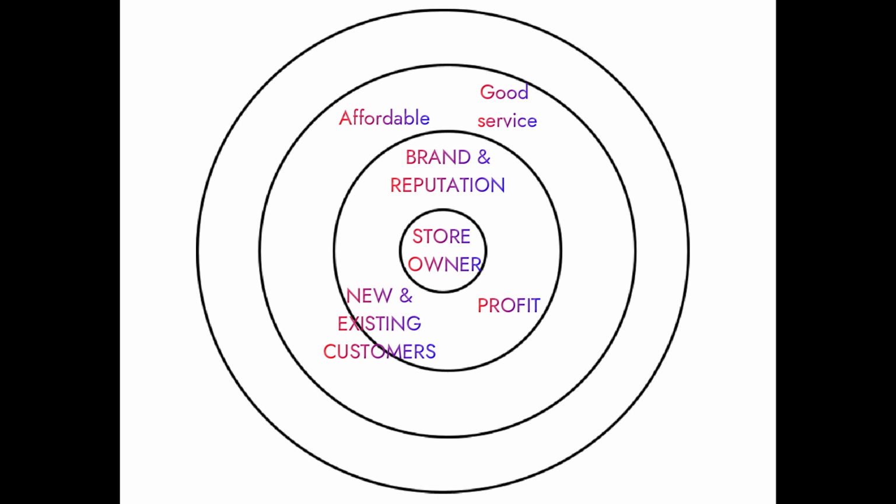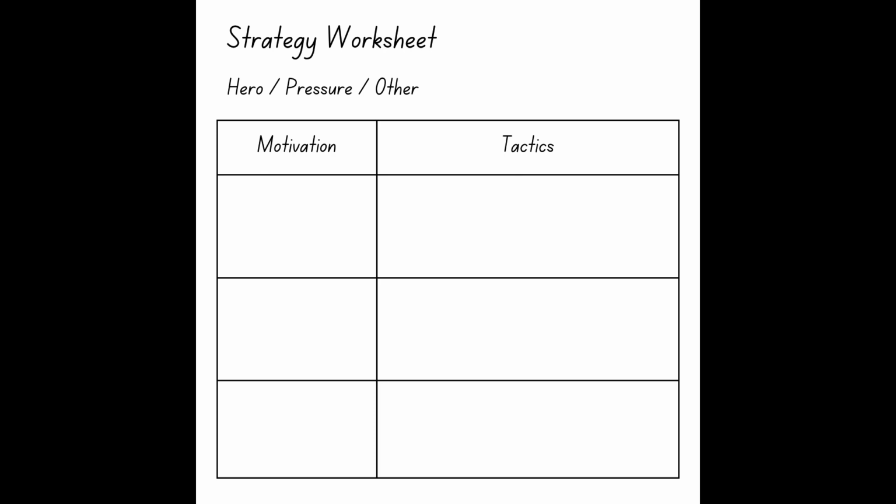Let's return to the goal of getting a grocery store owner to stop using plastic bags in his store. Here's a quick power map I made for the grocery store owner. You can see that he cares about profit for his store, his brand and reputation, which he's built on affordability and good customer service, and retaining existing customers and getting new customers. In a real campaign, I would try to make this map more detailed, but this will do for today. I'm going to use this worksheet to think through my strategy.